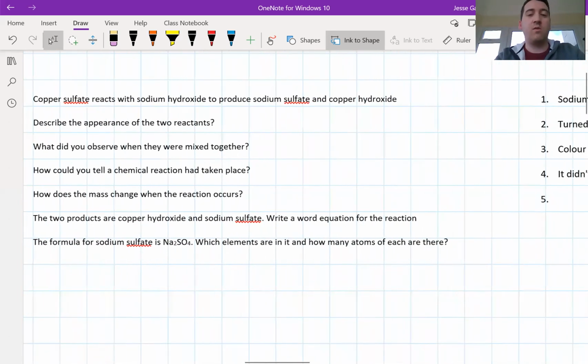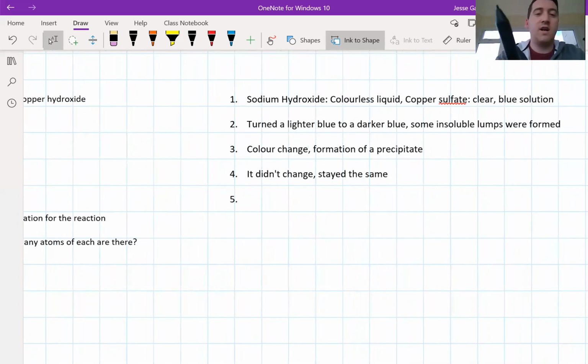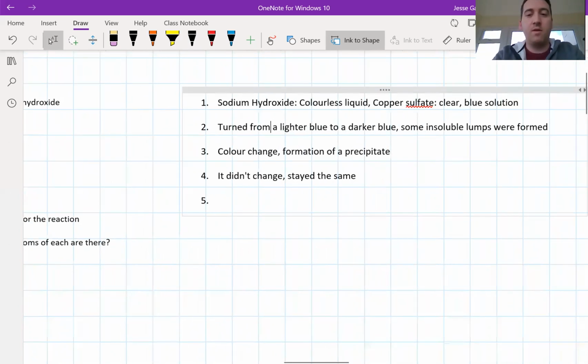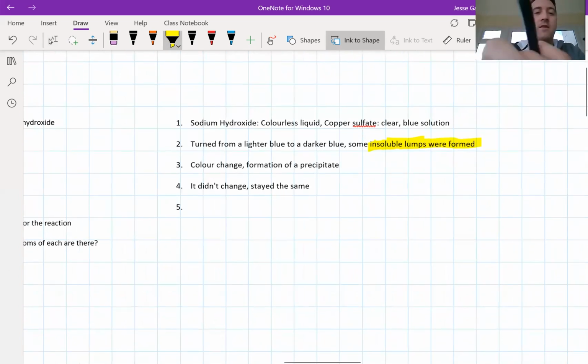What did you observe when they were mixed together? Well, it turned from a lighter blue color to a darker blue. Okay, so I'm missing a word there. It said it should turn from a lighter blue to a darker blue. And this is important. Some insoluble, which just means that they won't dissolve, lumps were formed. Okay, now there is a word.